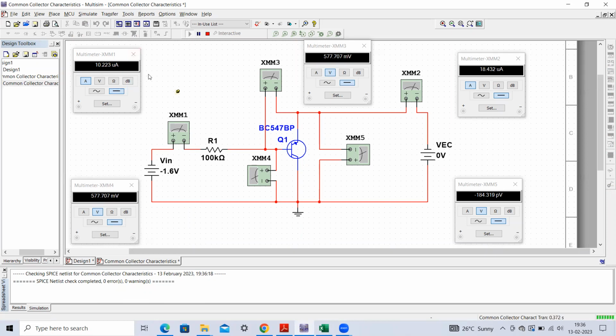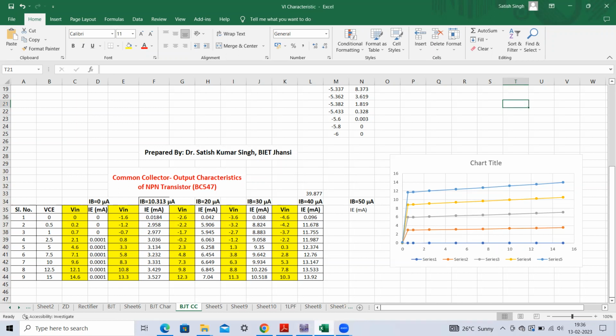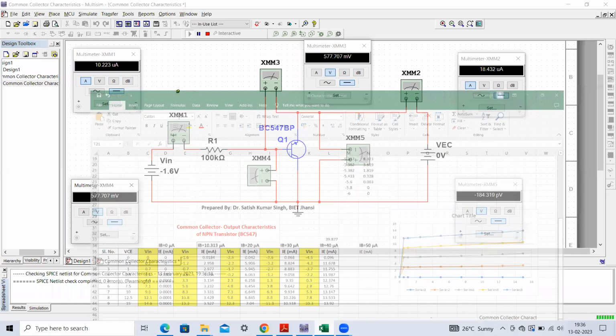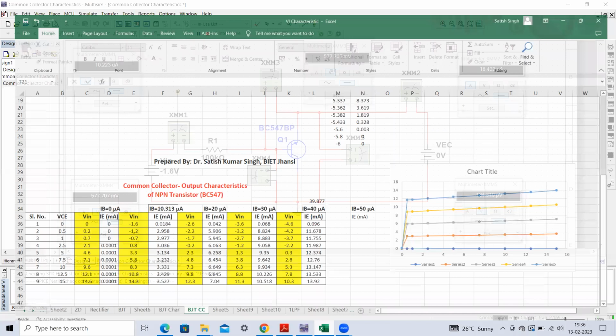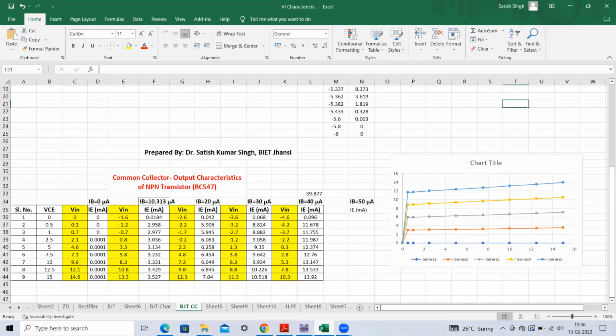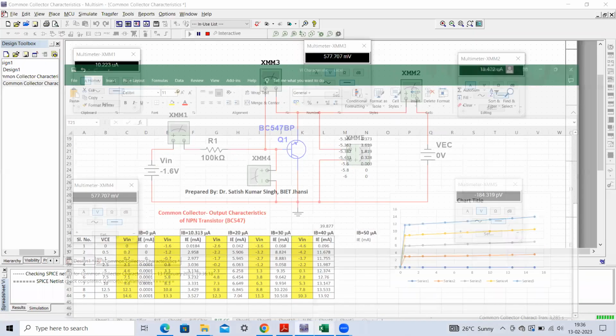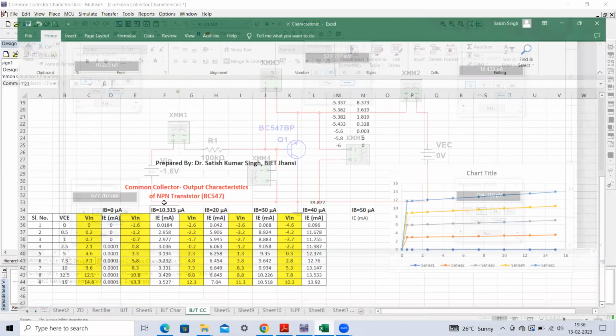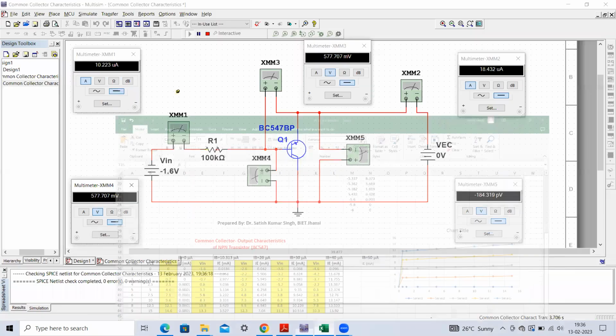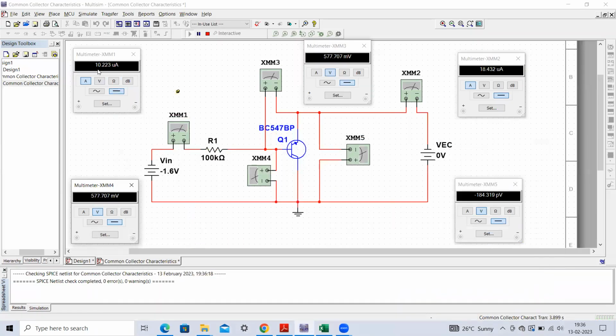This current is 10.223 microamperes at 0 volt. So either it is 313 or 223. It is a small value, near about 10 microamperes. I have written 2.13, it may be something wrong written here. So you can just observe this current, 10.223 microamperes.